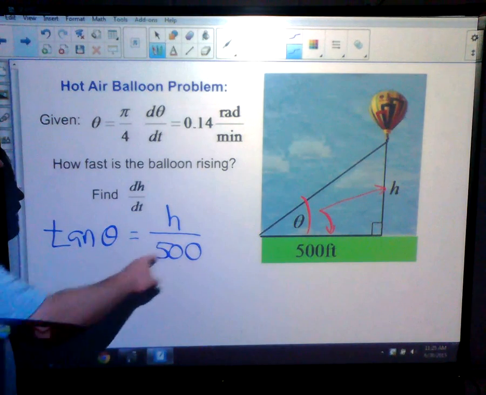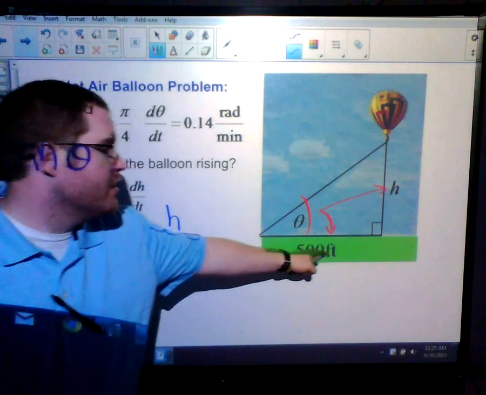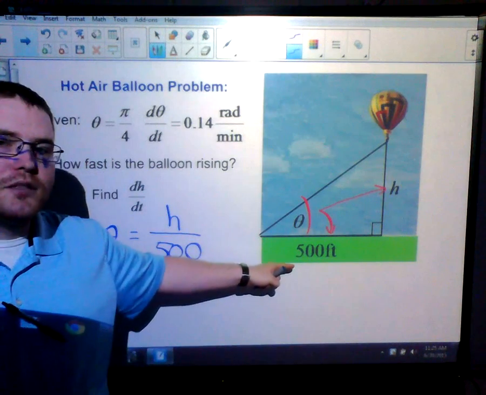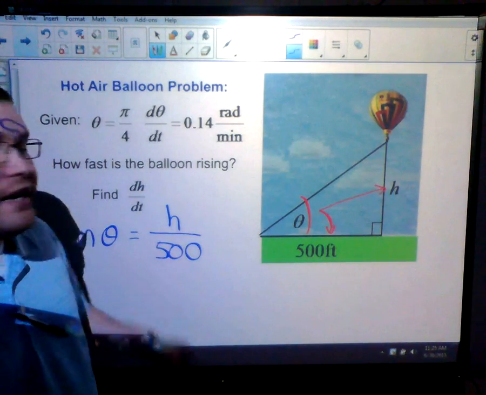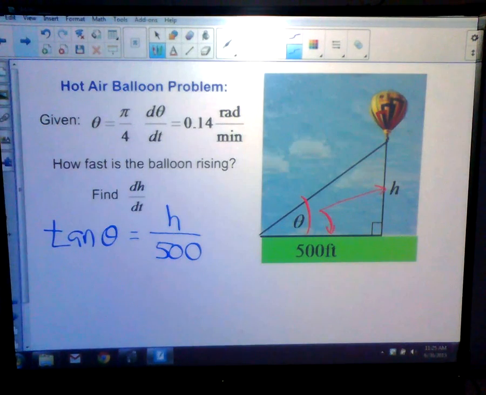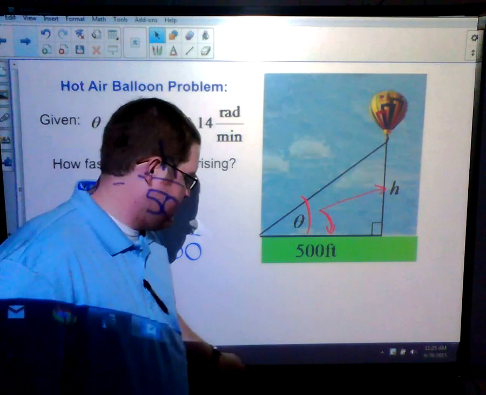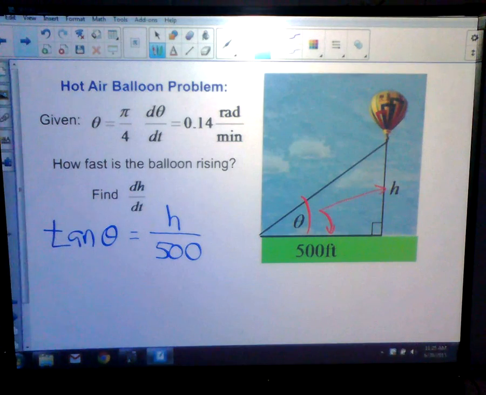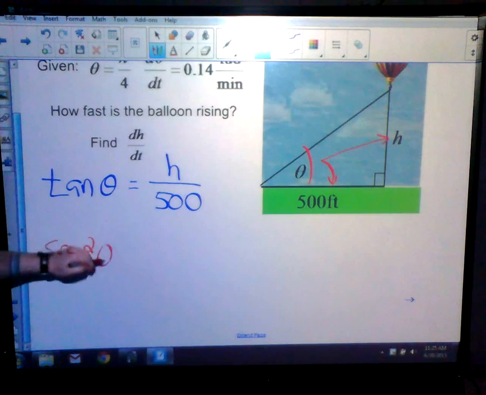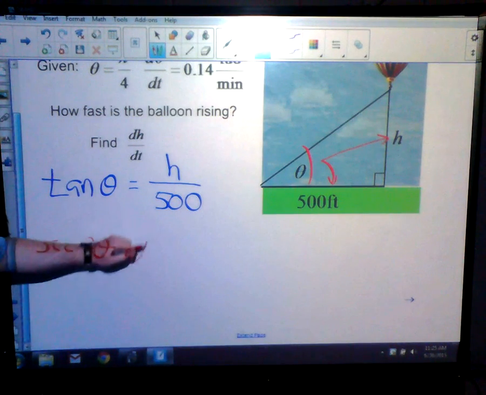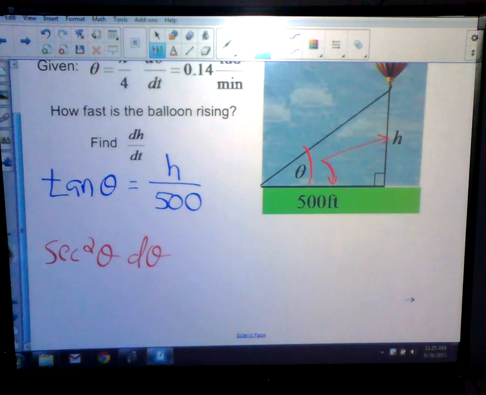Notice something. This 500. Is this 500 going to change in this problem? Is the balloon going to go further away? No. So I can just put the 500 in the problem. It's not changing. Okay? Let's take the derivative. What's the derivative of tangent? It's secant squared theta d theta. Don't forget, I'm doing implicit differentiation.